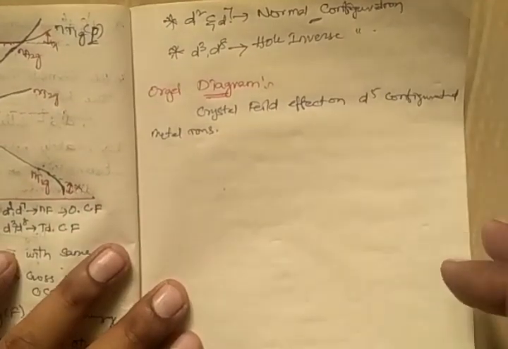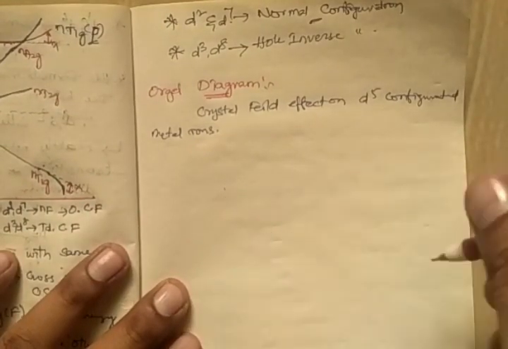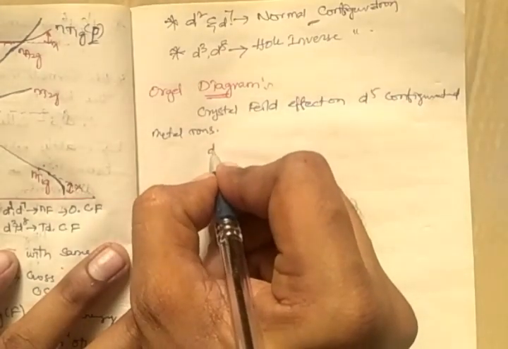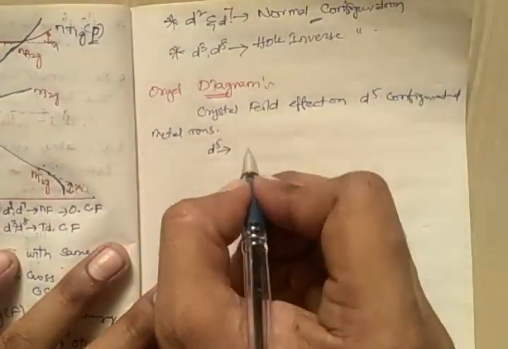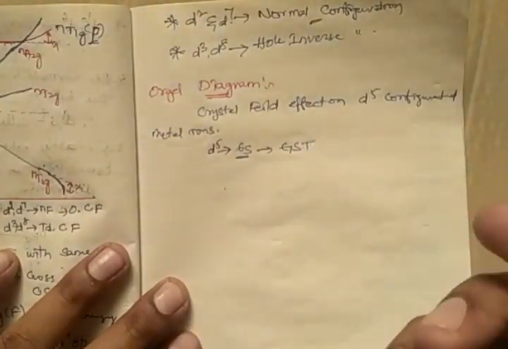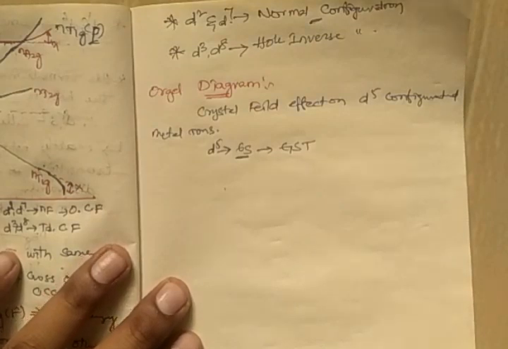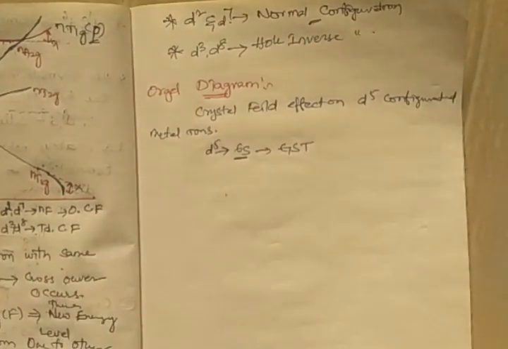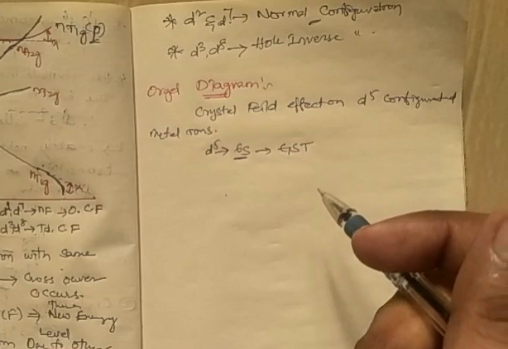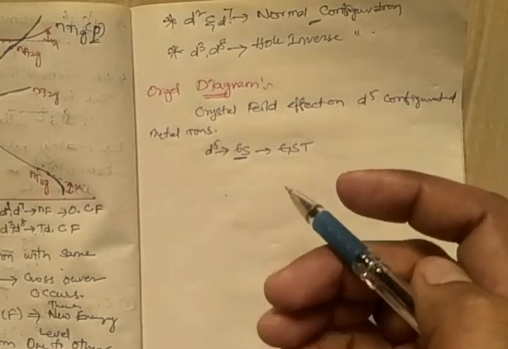Here the Orgel diagram will explain, where the d5 electronic configuration will have 6S as a ground state term. The 6S, upon the influence of a weak crystal field, does not get split. Since it is a singly degenerate or non-degenerate state, no splitting can be observed.